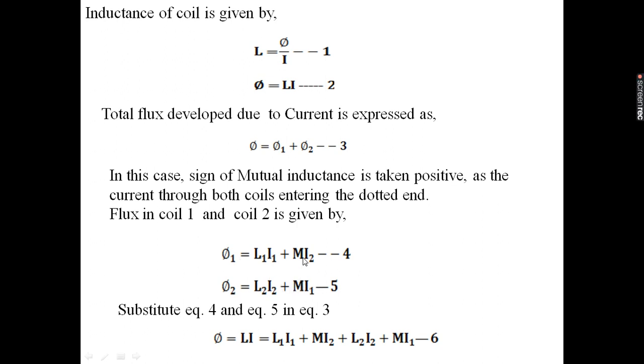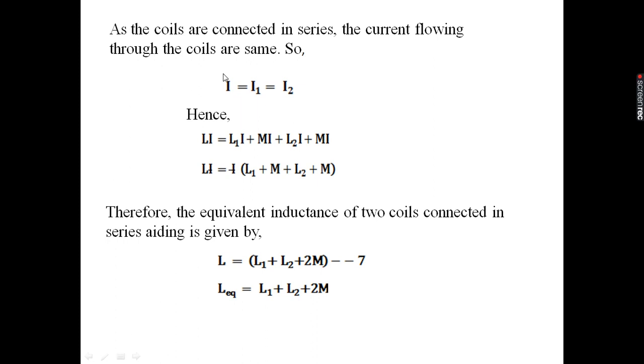So if you add these two, phi 1 and phi 2, we will get the total flux. Therefore phi is equal to L I, which is equal to L1 I1 plus M I2 plus L2 I2 plus M I1. Next we can assume, since this is a series connection, that in a series combination the current flowing through all the elements will be equal. Since this is series aiding and the two coils are connected in series, we can take I1 equal to I2, which is equal to I. Now if we replace I1 and I2 with I, we get L I is equal to I into L1 plus L2 plus 2M.